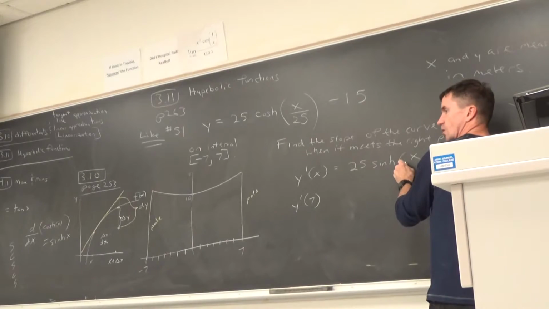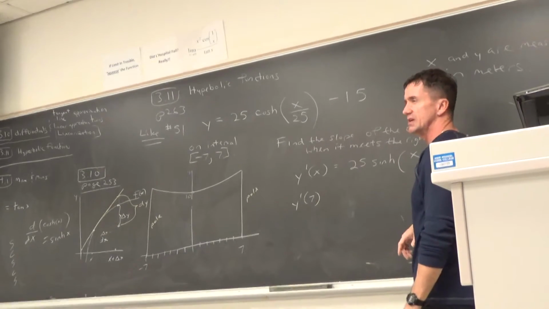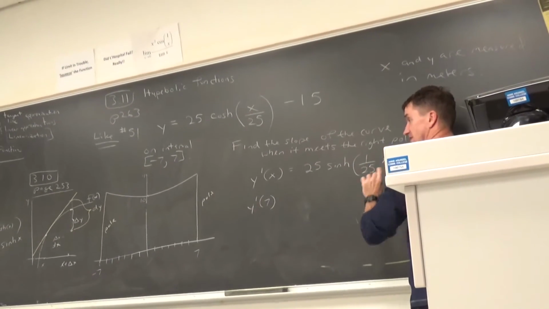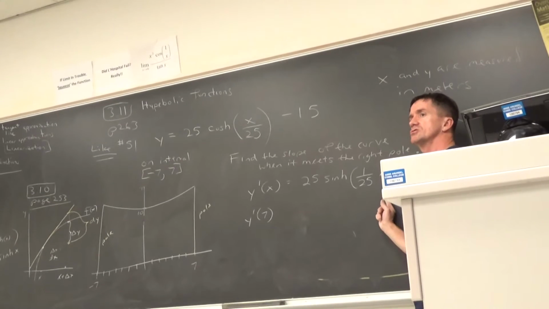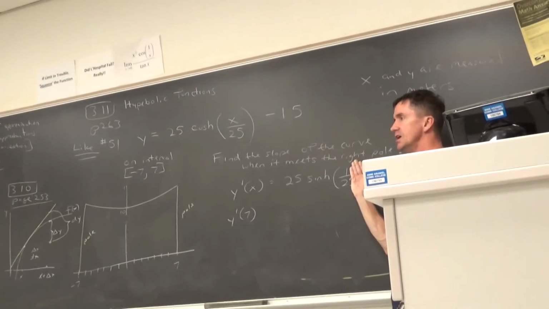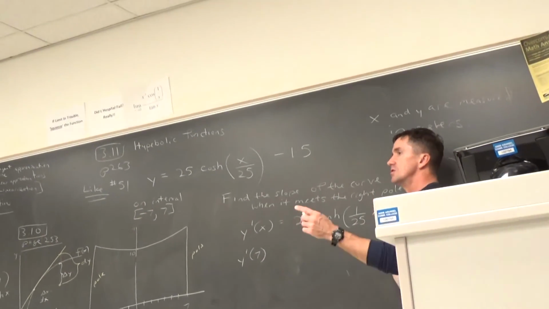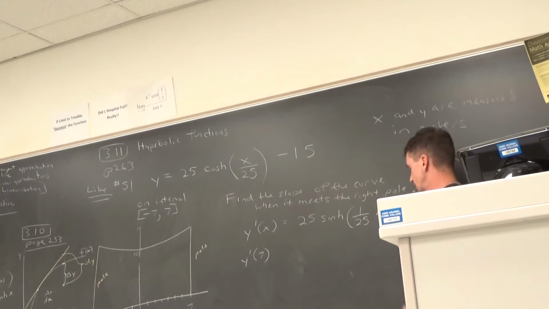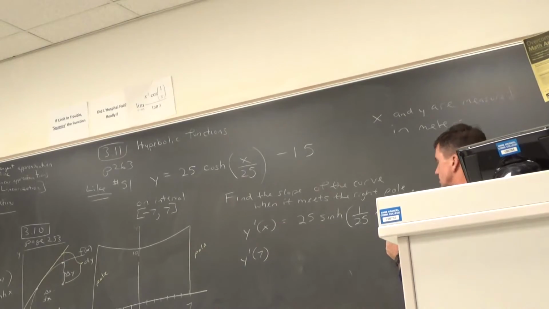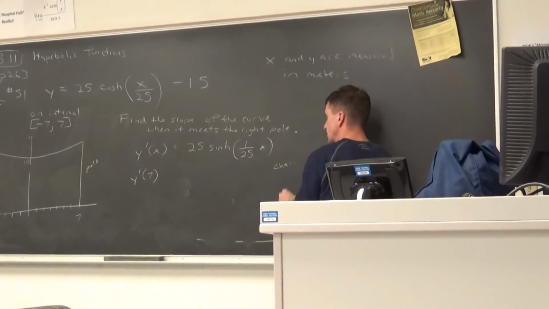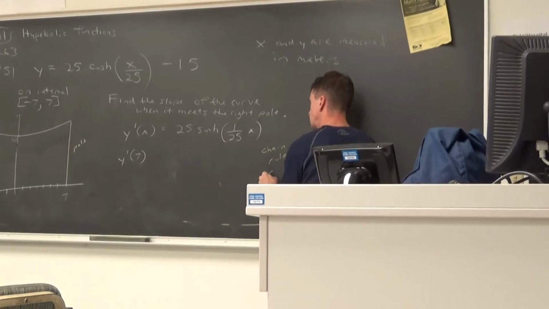X over 25. Maybe another way I'll write this, because it helps you see it: isn't that just 1/25 of an x? Because I have to do chain rule right now. 25 sinh, there's my g. And what do I always multiply with chain rule? g prime. If that's g, what's g prime? What's the derivative of x over 25? 1/25.